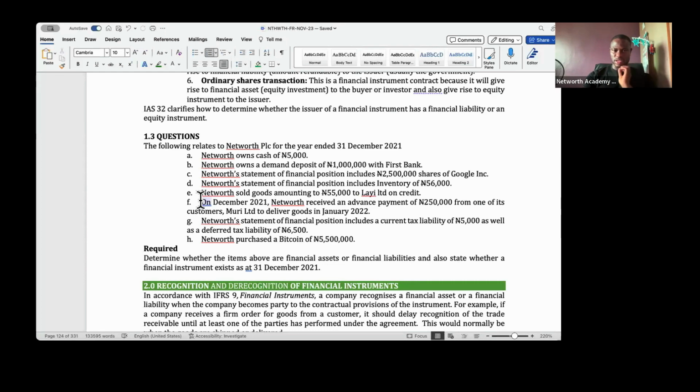So this says that in December 2021, Networth received an advance payment of 250,000 from one of its customers, Muri Limited, to deliver goods in January 2022. So what do we have here?